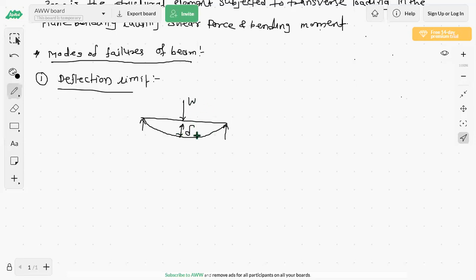So due to this applied load, the bending is there, and this bending of the steel section is nothing but the deflection. Are you getting, everyone, what is deflection? Due to this vertical load, the horizontal steel section will bend. The amount of bending is nothing but this delta, and delta is nothing but the deflection. Are you getting?